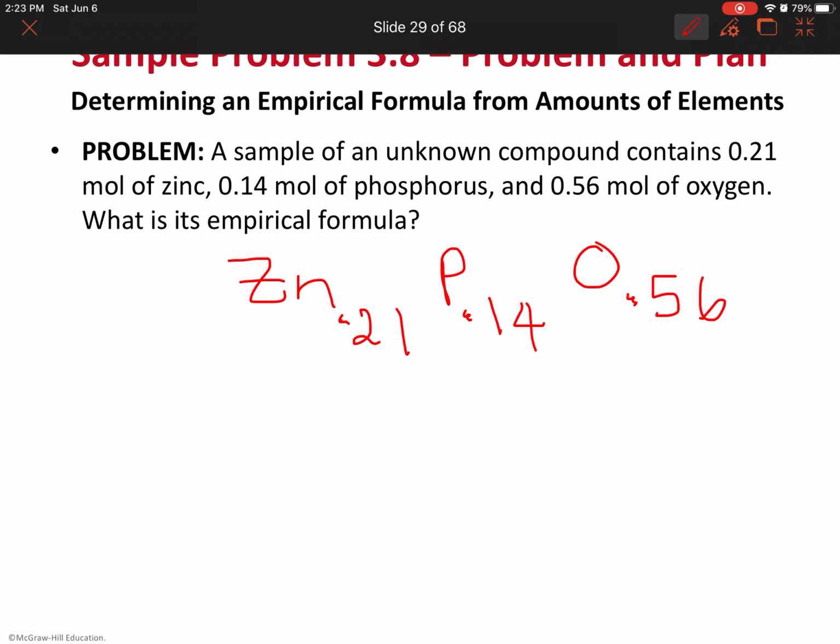How do you do that? What is the easiest way that we can make sure that at least one of these will become a whole number? You divide each one by the smallest number. Okay, so you take your zinc is 0.21, and then phosphorus 0.14, and oxygen 0.56.